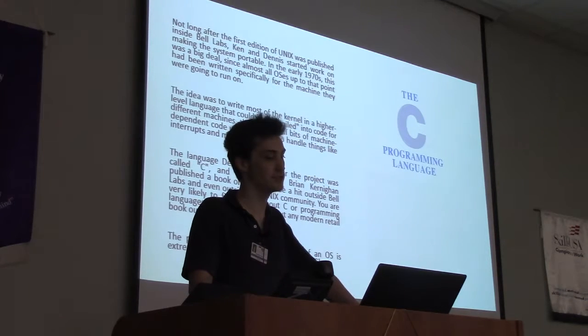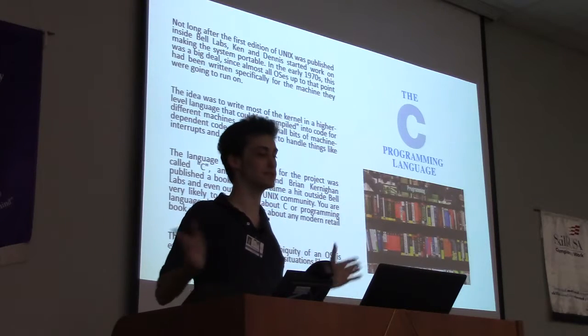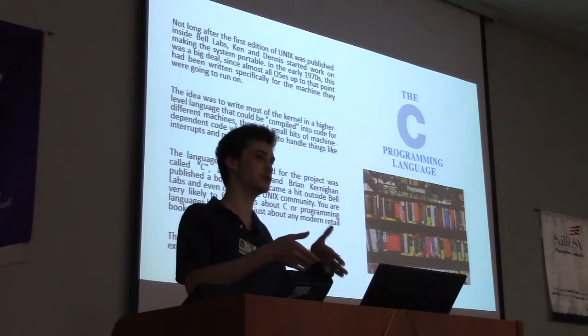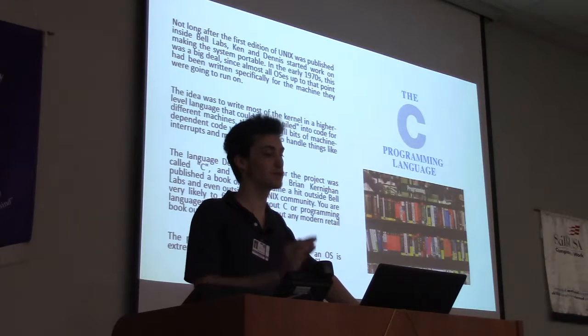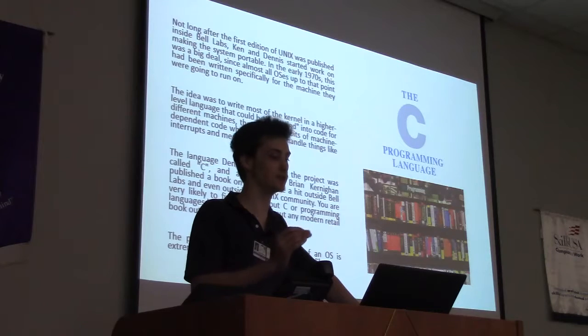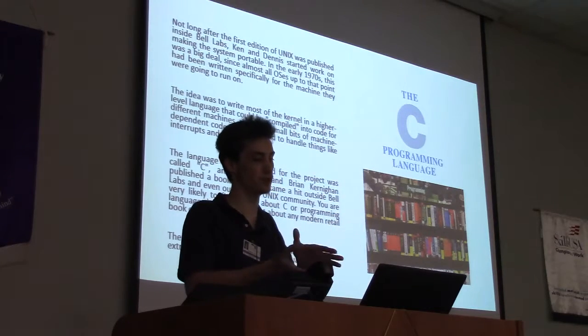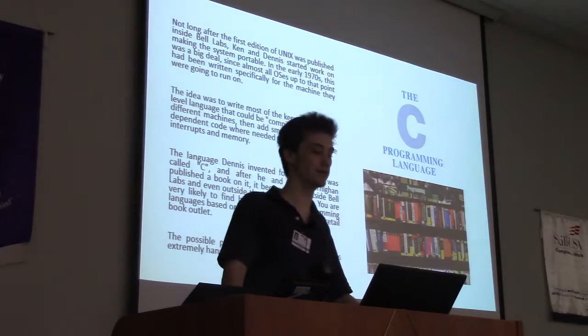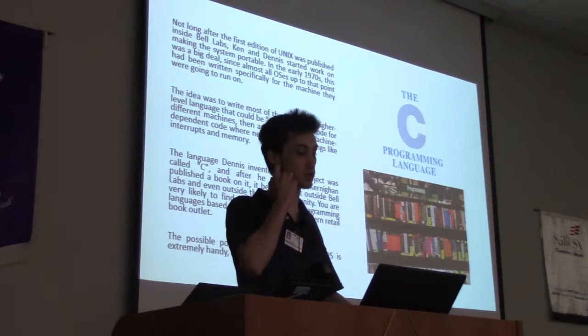So not long after the first edition of Unix was published inside Bell Labs, Ken and Dennis started work on making the system portable. In the early 1970s, this was a big deal. Almost all OSs up to that point had been written specifically for the machine that they were going to run on. The idea was to write most of the kernel in a higher level language that could be compiled into code for different machines, then add small bits of machine-dependent code where needed to handle things like interrupts and memory. And the language Dennis invented for the project was called C.